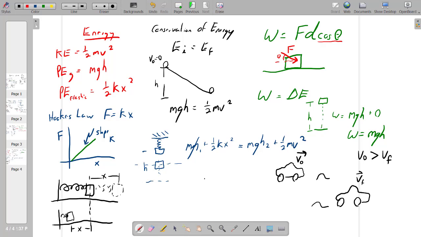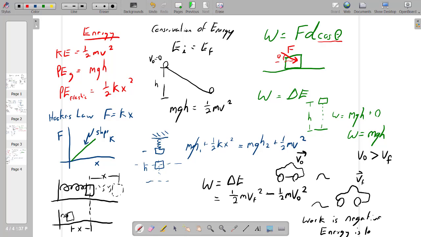So here I would say that work is equal to my change of energy, which would equal, remember change, you do your final first, 1/2 mv final squared minus 1/2 mv initial squared. And note that since v final is less than v initial, your final answer is going to be negative. So if work is negative, energy is lost. All right, so energy is lost in this scenario.